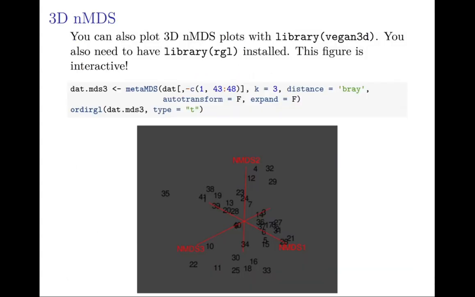I also wanted to show you all how to plot these nMDS plots in 3 dimensions. If you end up using 3 nMDS axes, you can do that. You use the vegan3d library, and you also have to have the rgl library installed. When you do this, not in Markdown for PowerPoint or for PDF, these figures are actually interactive, so you can rotate them. This is the code you use to create these figures, but I just took a screenshot and put it on here so you could get an idea of what it looks like.